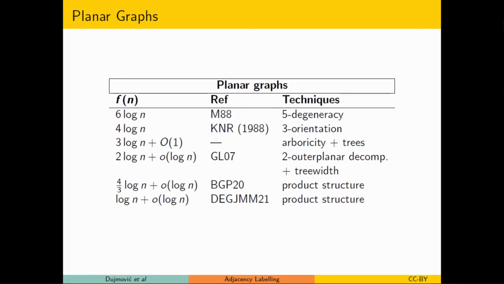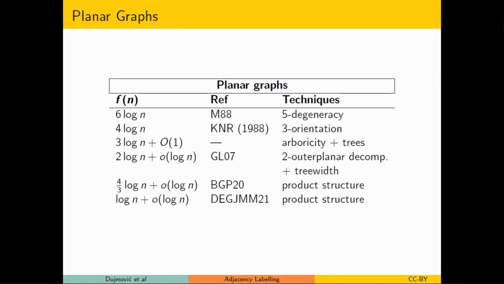And here's the same slide again, but instead of references, it's the techniques that were used for these things. So the 6 log n comes from 5-degeneracy, because you can orient the edges of the graph in such a way that each vertex has out degree 5, and then you play exactly the same game where each vertex gets a unique identifier and the list of up to 5 outgoing neighbors. So it's just a generalization of what you do for trees. So you get that from 5-degeneracy, but also if you have a 3-orientation of your graph, out degree 3 orientation, you get 4.